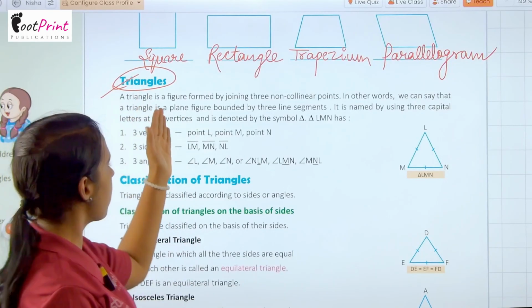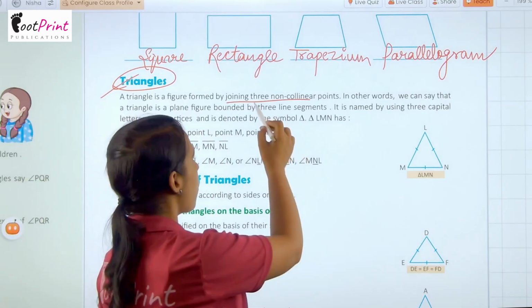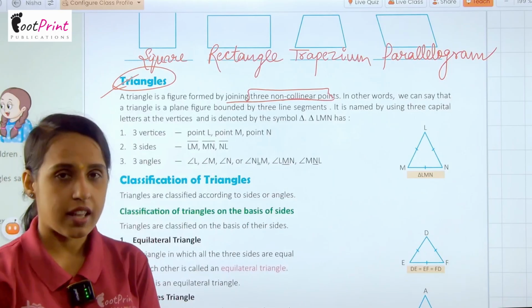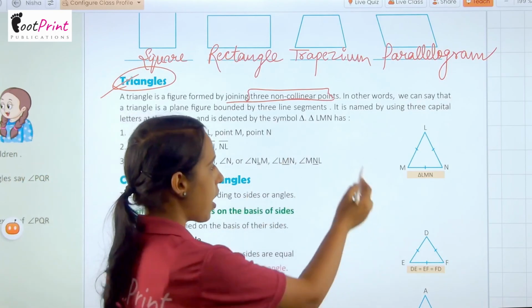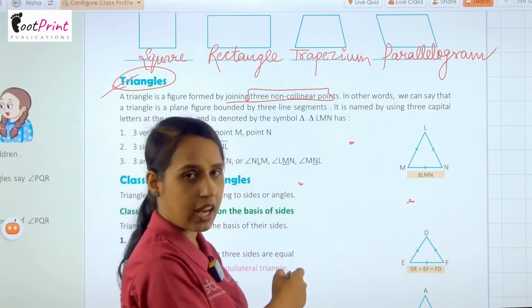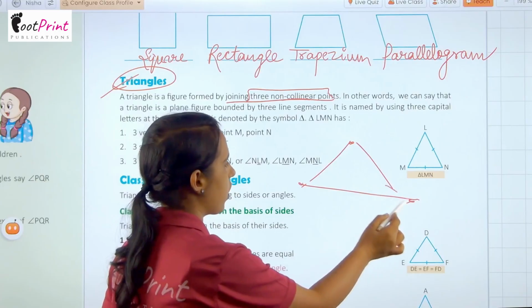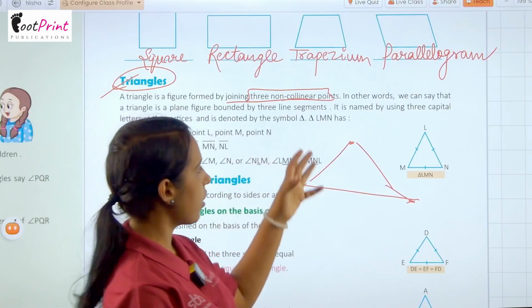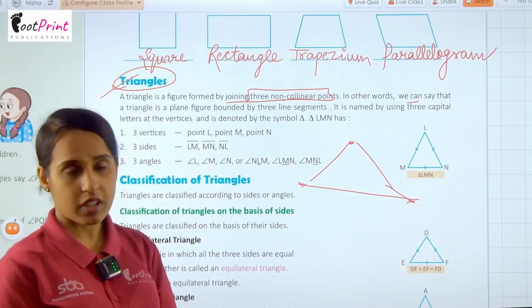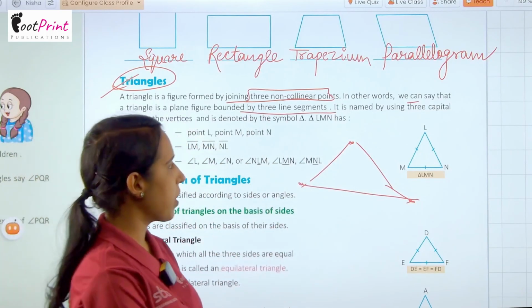A triangle is a figure formed by joining three non-collinear points. एक ट्रायंगल एक ऐसे लाइन सेगमेंट से बना होता है कि हमारे पास कोई भी थ्री नॉन कोलिनियर पॉइंट्स लिए जो एक लाइन में ना हो, और उनको ज्वाइन करने से जो फिगर बनती है वही हमारा ट्रायंगल होता है. In other words we can say that a triangle is a plane figure bounded by three line segments. जो three line segment से बना होता है.